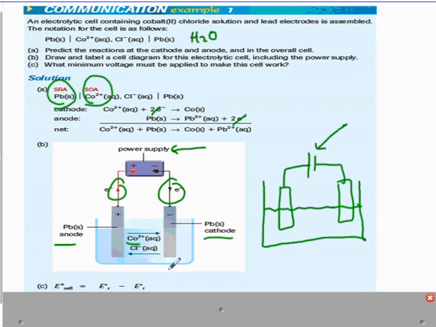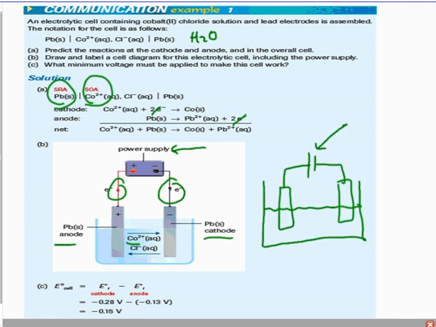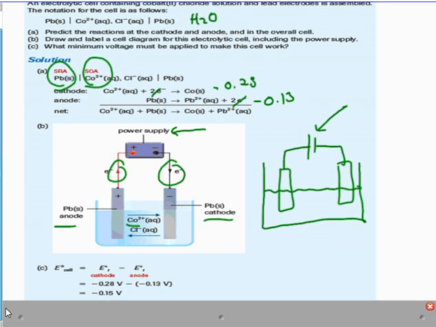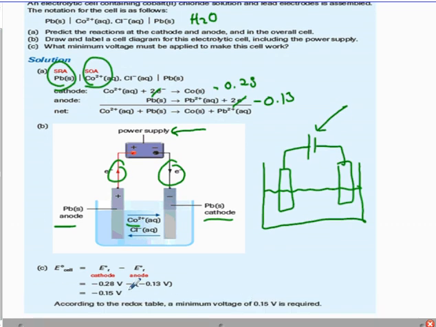the anode. If we take the cell potential, so we have negative 0.28 for the cobalt reaction and negative 0.13 for the lead half cell reaction, we get our overall cell potential to be negative 0.15. So negative tells me it's non-spontaneous. The third part of the question asks, what's the minimum voltage that has to be applied to the cell to make it work? So in other words, how much energy does this battery have to supply in order to force this non-spontaneous reaction to happen?